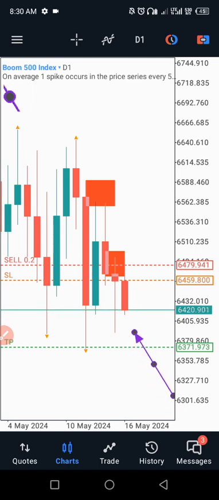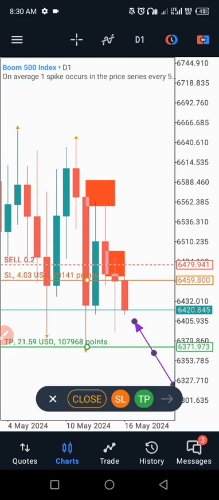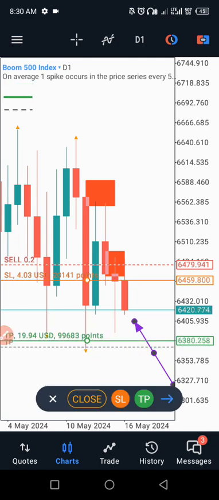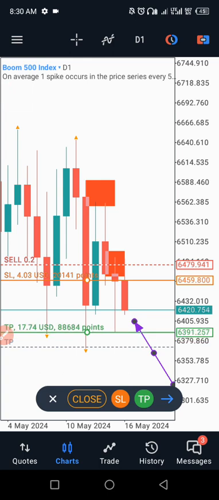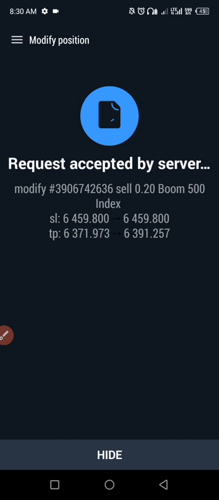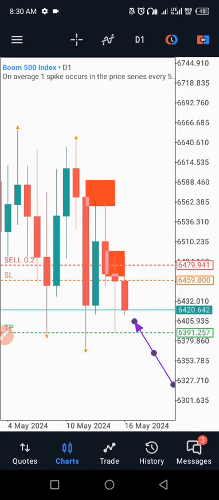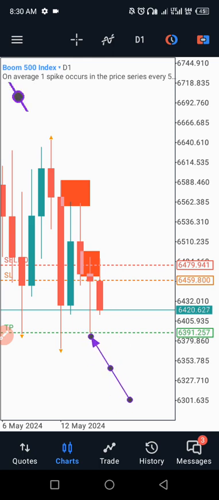So let me just modify my take profit so that I don't become greedy. Okay, so we just want to make sure that we are always on track. Okay, so I will just modify the take profit there. So it's still a good risk to reward ratio. Okay, so I've modified the take profit to take out yesterday's low.